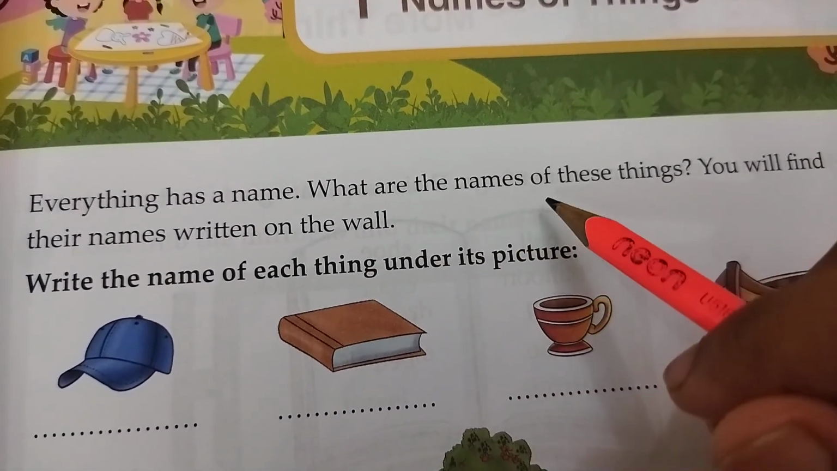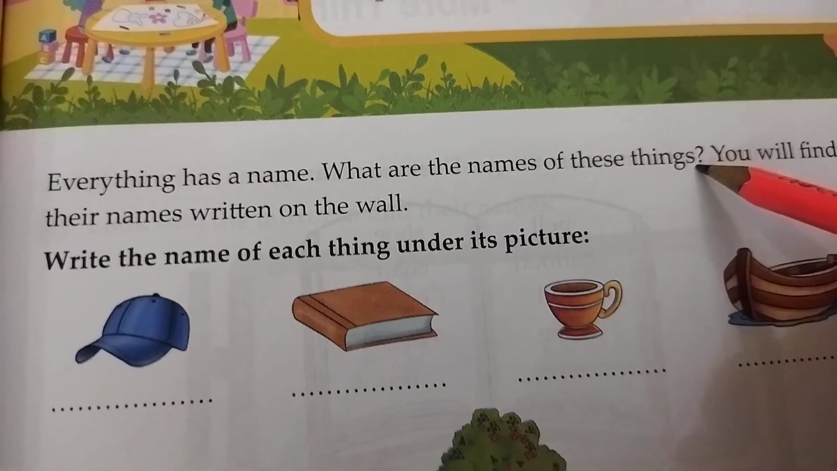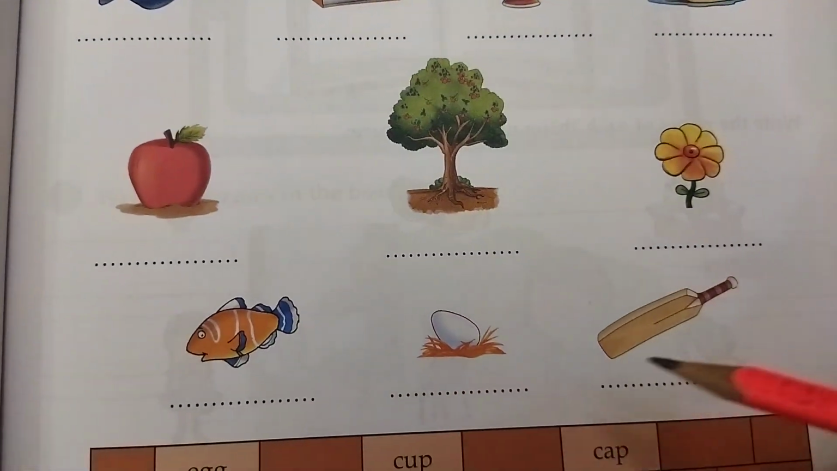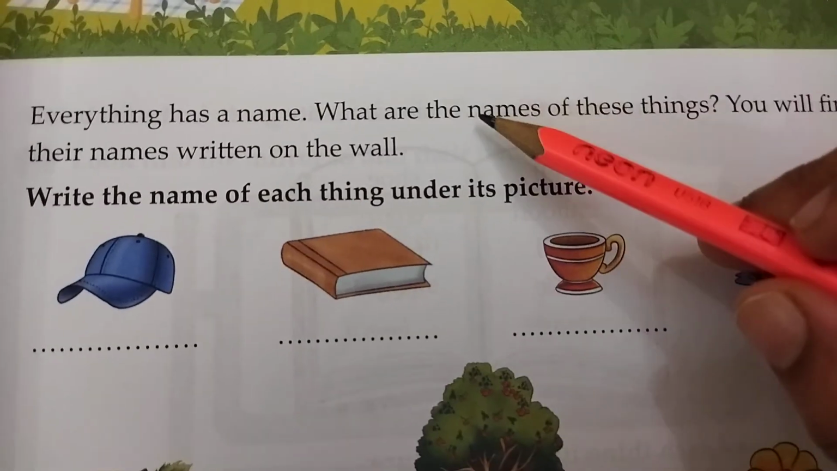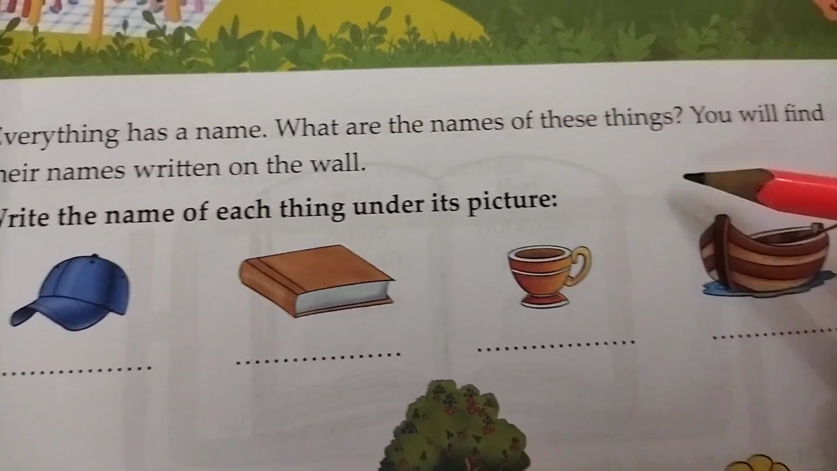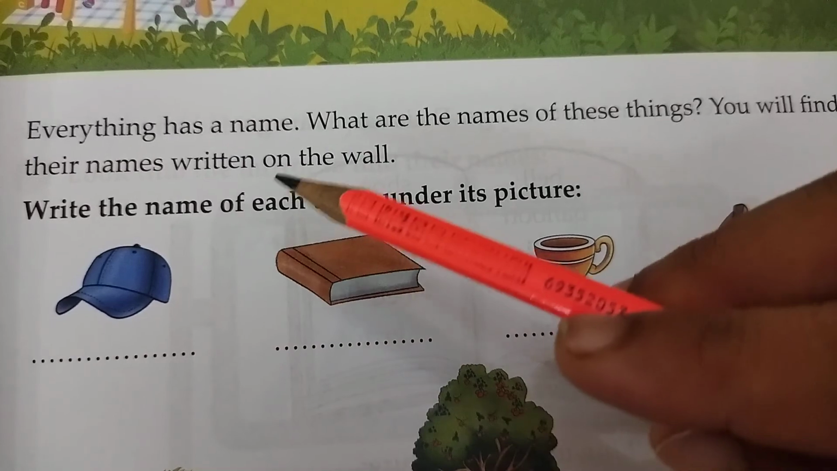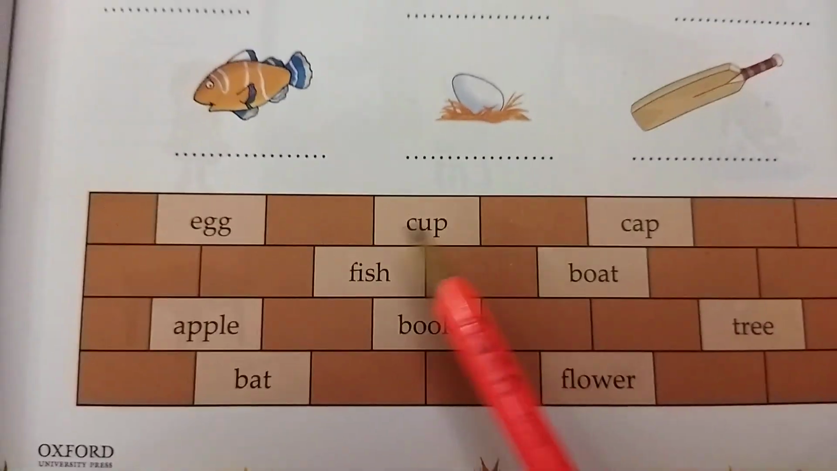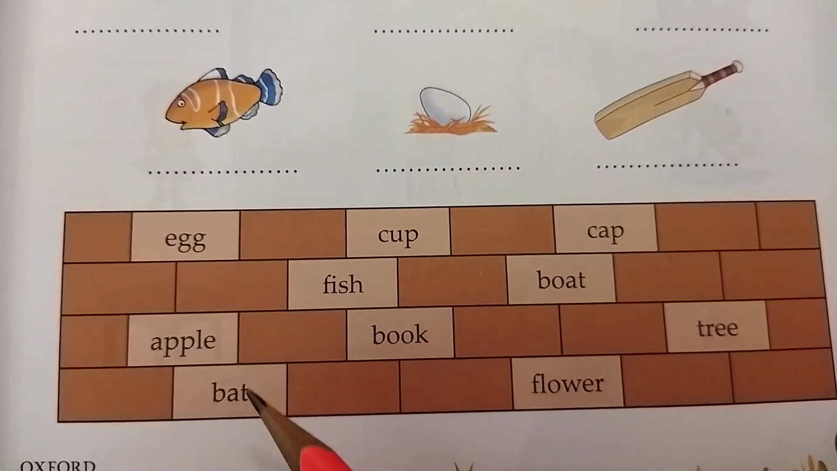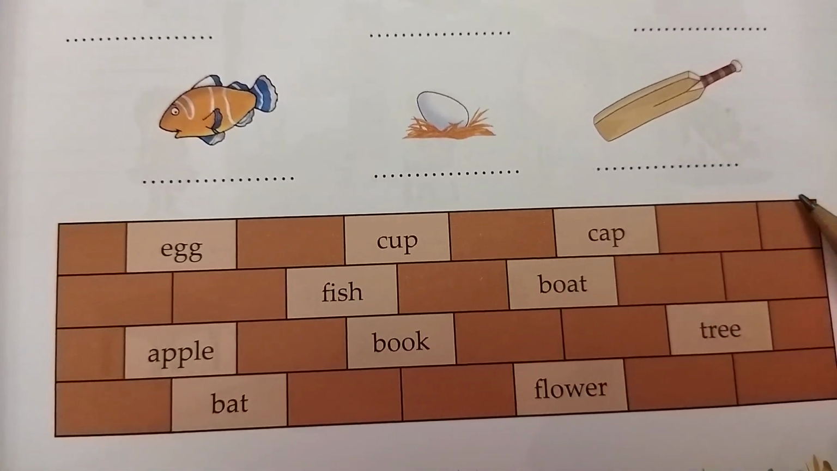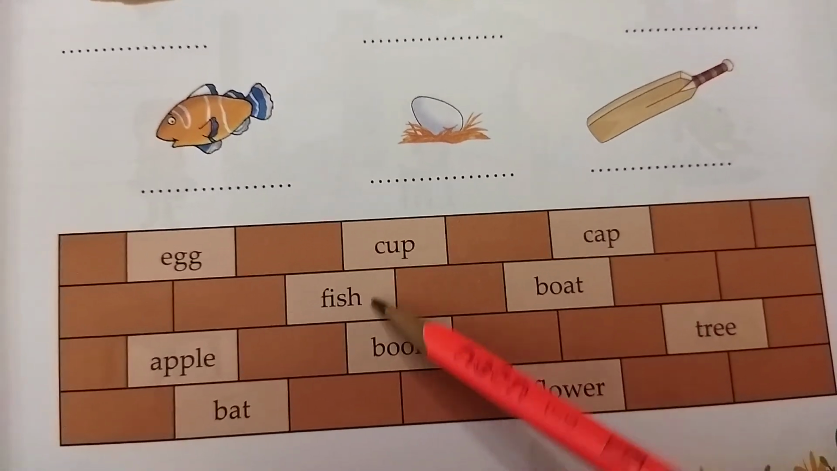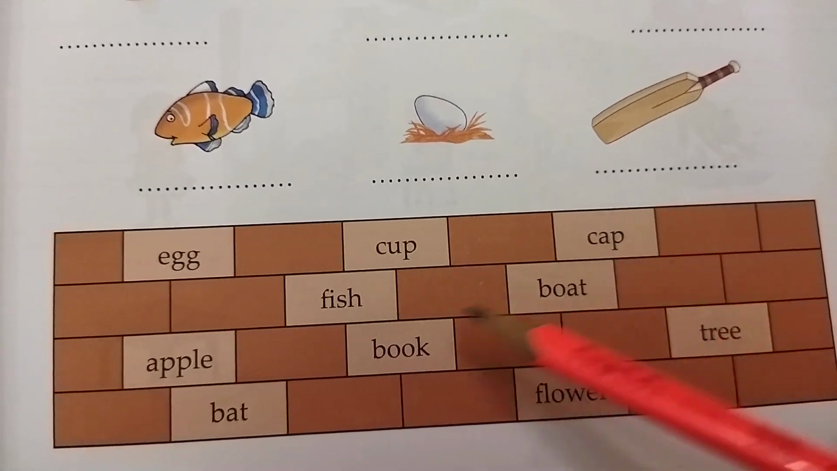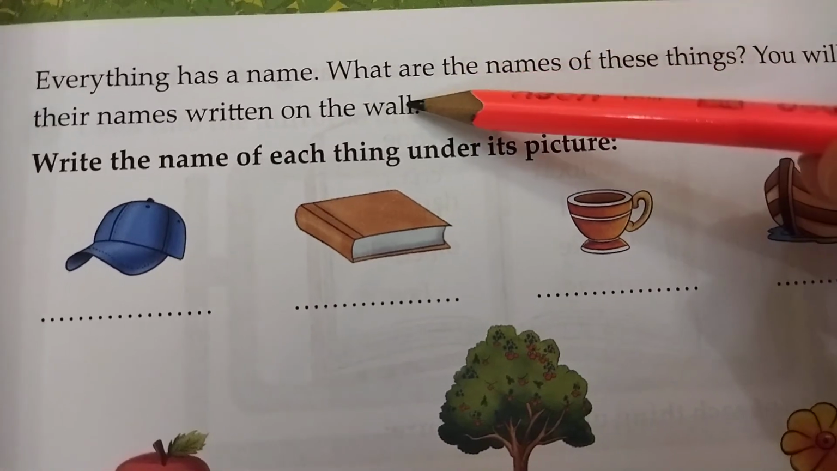What are the names of these things? You are given a few of the things here, and they are asking you what the names of these things are. You will find their names written on the wall. Which wall? You can see here at the bottom of the page that a wall has been given to you in the form of different bricks. This wall is made of bricks, and some of the words are written here. I'll read them out for you, don't worry. But let us complete the question first.